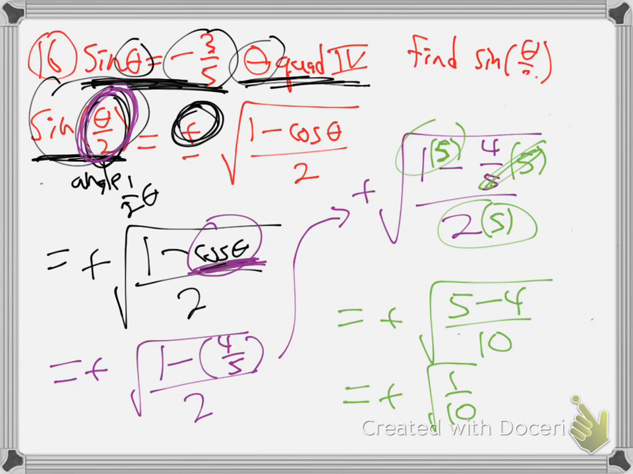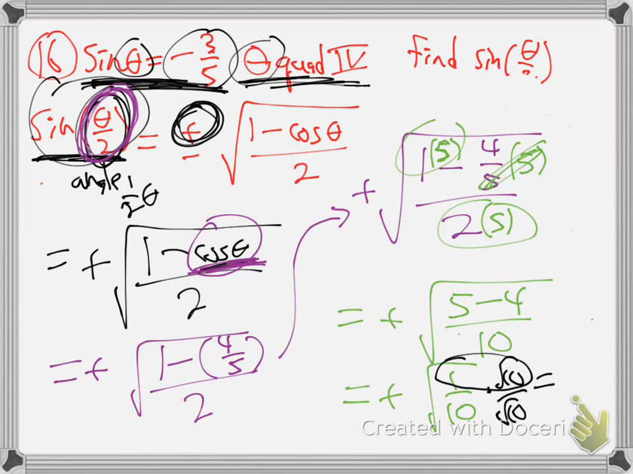Boy, this problem just won't end. Why is that not the answer right there? No roots in the bottom. So you know what to do about that. Multiply top and bottom by root 10. You with me? Because that root over the entire fraction means root top and bottom, doesn't it? So you've got to multiply top and bottom by root 10.